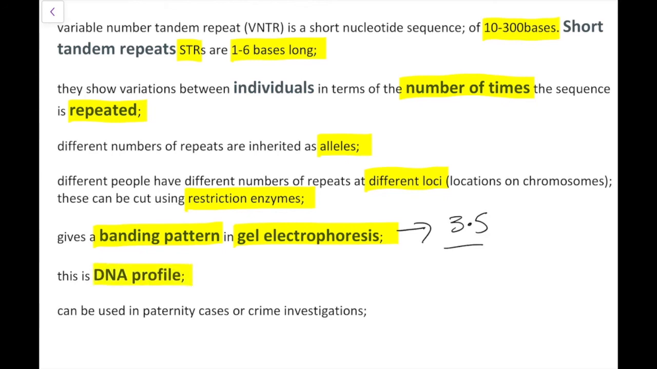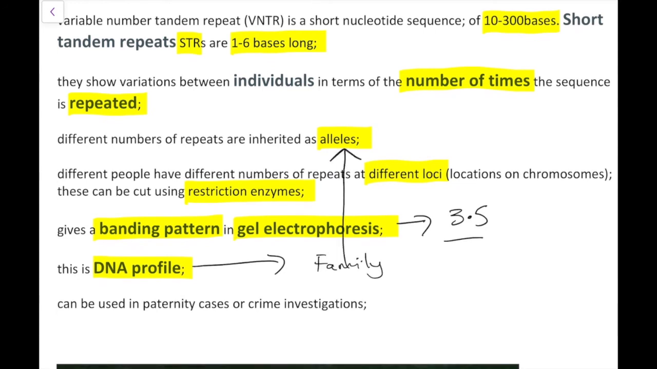Now, family members would have some matching banding patterns because they have some matching alleles. But different individuals would never have all the same banding patterns because we inherit different mixes of alleles from our parents. And so this can be used in paternity cases or to identify criminals. It's about 1 in 7 million, the chance of having exactly the same banding pattern because you've got exactly the same alleles in your STRs and in your VNTRs.